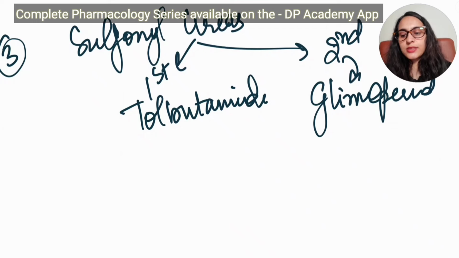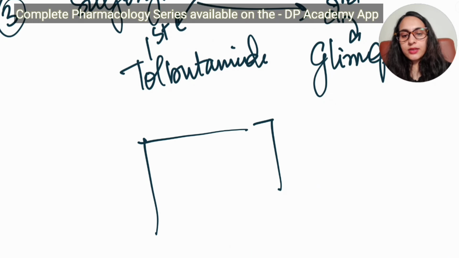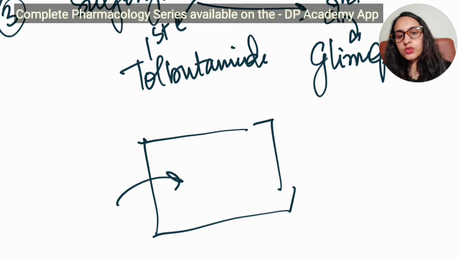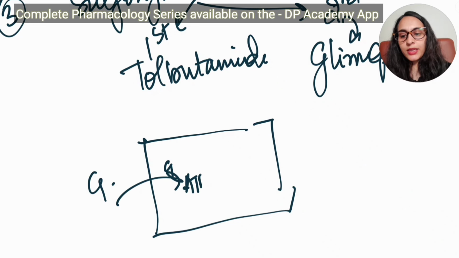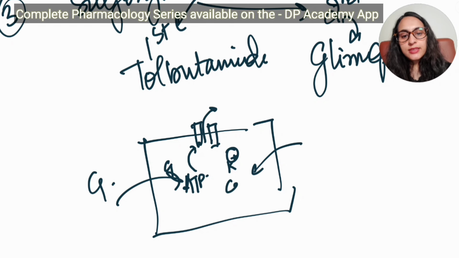Now, sulfonylureas. Glucose enters into the beta cells of the pancreas. When it enters, the cells produce ATP. This ATP acts on the ATP-sensitive potassium channel, which normally puts potassium out. But ATP blocks the ATP-sensitive potassium channel, so the potassium stays inside and calcium enters into the cells.